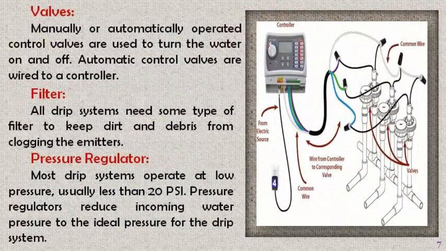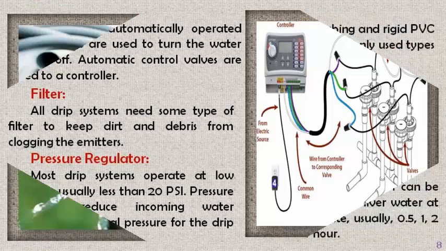3. Valves. Manually or automatically operated control valves are used to turn the water on and off. Automatic control valves are wired to a controller. 4. Filter. All drip systems need some type of filter to keep dirt and debris from clogging the emitters. 5. Pressure regulator. Most drip systems operate at low pressures, usually less than 20 psi. Pressure regulators reduce incoming water pressure to the ideal pressure for the drip system.